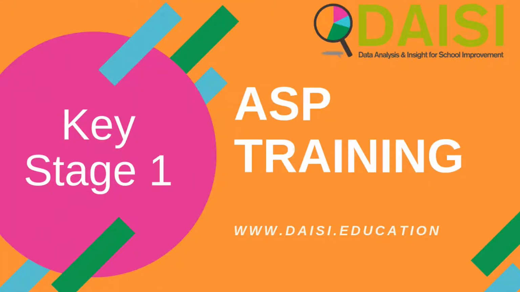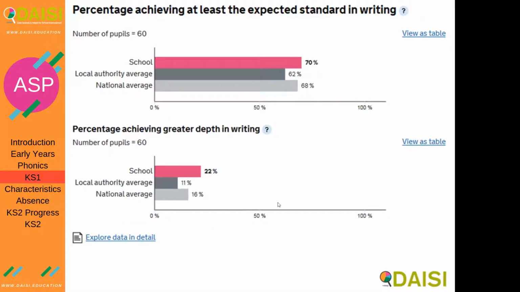In this video, we're going to have a look at Key Stage 1 and how it is represented in the ASP. Here we have the percentage achieving at least the expected standard in writing, and then the greater depth in writing. As I said before, there's a greater emphasis in the ASP on the greater depth standard.